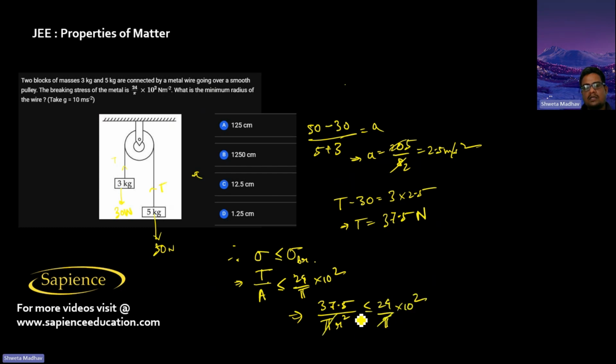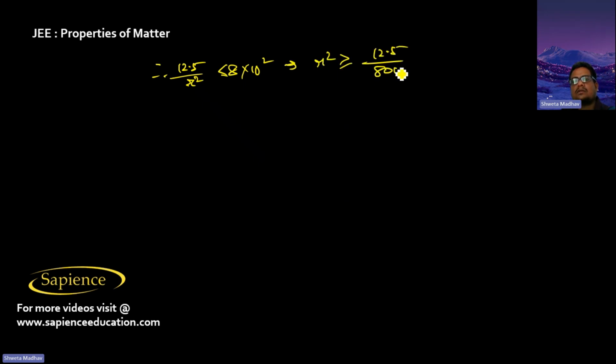Now, pi I can cancel out, and this will be, 3 into 12 are 36, 3 into 8 are 24, so therefore it is coming that 4.5 divided by r square is less than or equal to 8 into 10 power 2. It means r square should be more than or equal to 12.5 by 800.